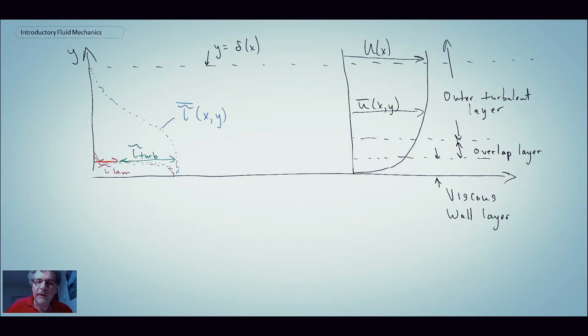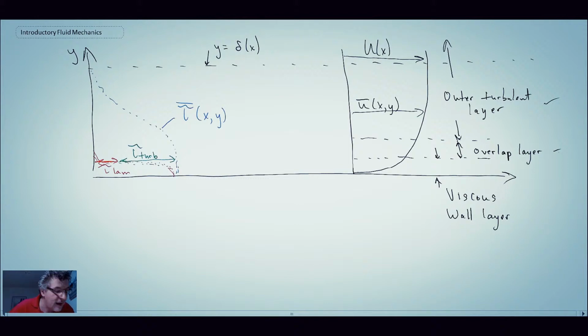If we look at the turbulent stresses in the velocity profile for either pipe flow or a flat plate boundary layer, what we find is that there's the viscous wall layer, and that's where the viscous shear dominates. Then we move into an overlap region, which is in here, and that's where both turbulent stress as well as viscous stress are important. And then you get into the outer turbulent layer, where the turbulent shear stress is the thing that dominates.